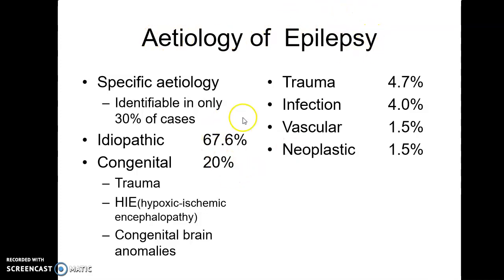Etiology can be divided. A specific etiology is identified in only about 30% of cases. Out of the identified 30%, if you take that as 100%, 67% are idiopathic. That means most of the conditions are not understood; the basis is not understood well. 20% is mostly congenital. In the congenital form itself, we see traumatic, then HIE, hypoxic ischemic encephalopathy due to hypoxia, and congenital brain abnormalities, that is structural anomalies. Besides this 67% and 20%, the rest is trauma, infection, vascular, and neoplastic.